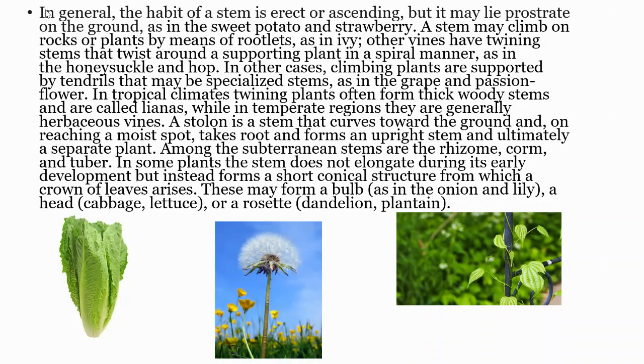Among the subterranean stems are the rhizome, corm, and tuber. In some plants, the stem does not elongate during its early development but instead forms a short conical structure from which a crown of leaves arises. This may form a bulb, as in onion and lily, a head, as in cabbage and lettuce, or a rosette, as in dandelion and plantain.